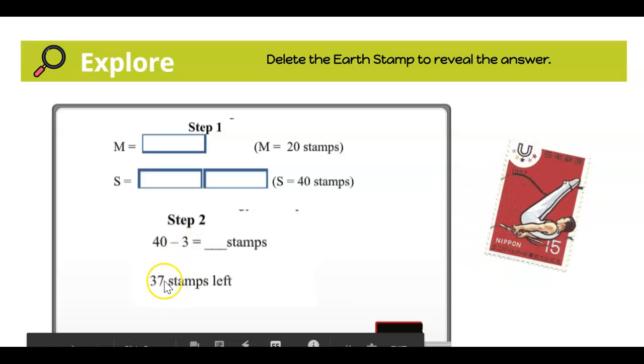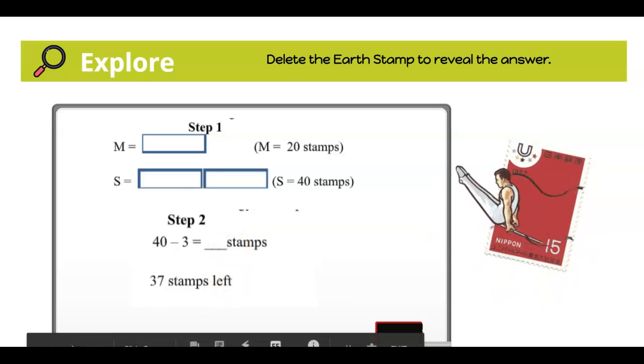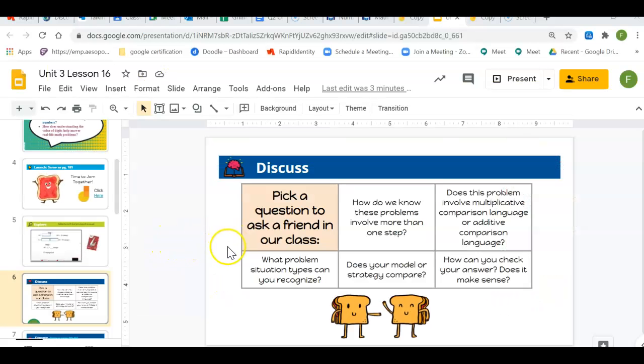So 40 minus 3 is 37 stamps. So how many stamps does Marcia's sister have left? She's got 37 stamps left. Okay? And our equation would be 40 minus 3 equals 37.